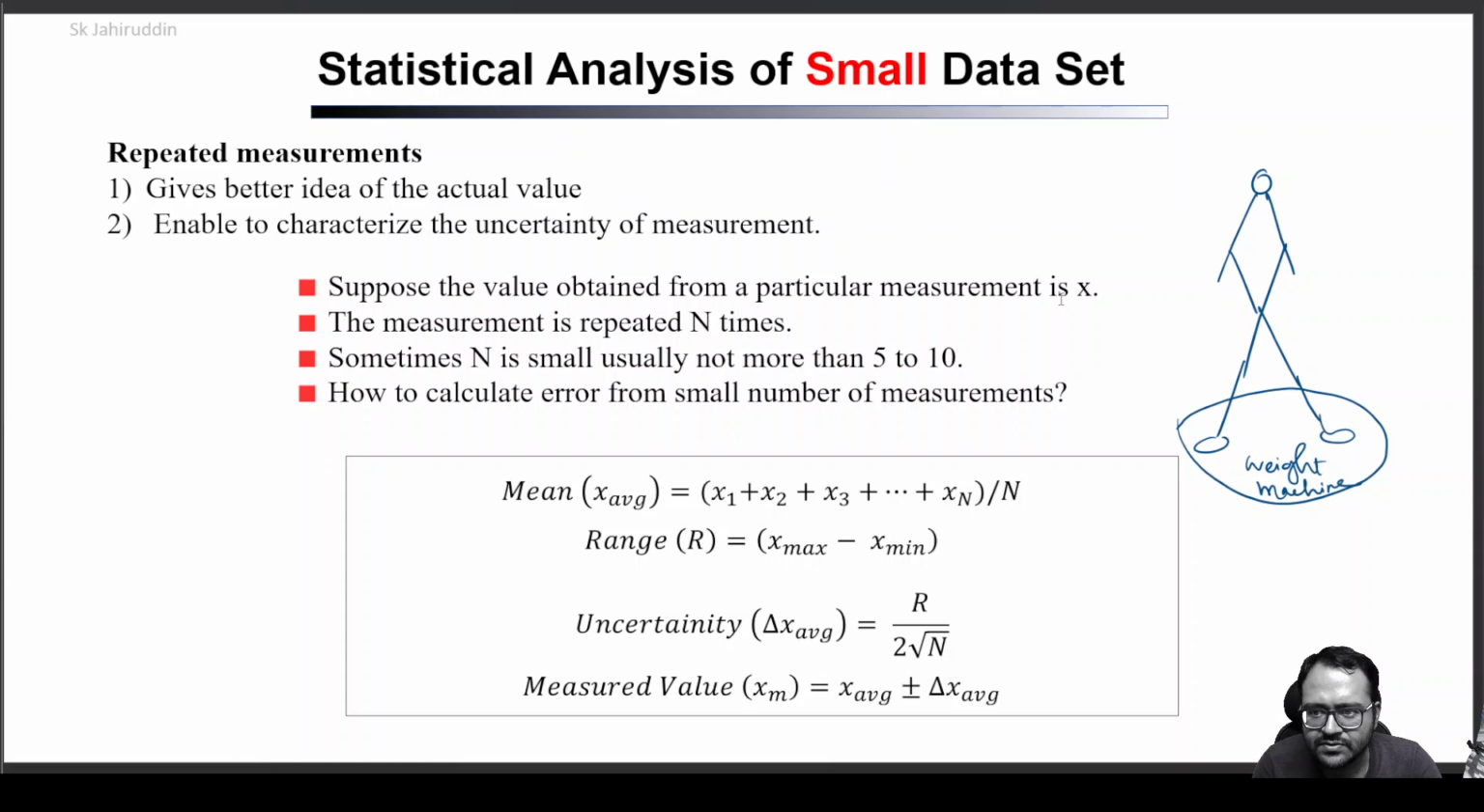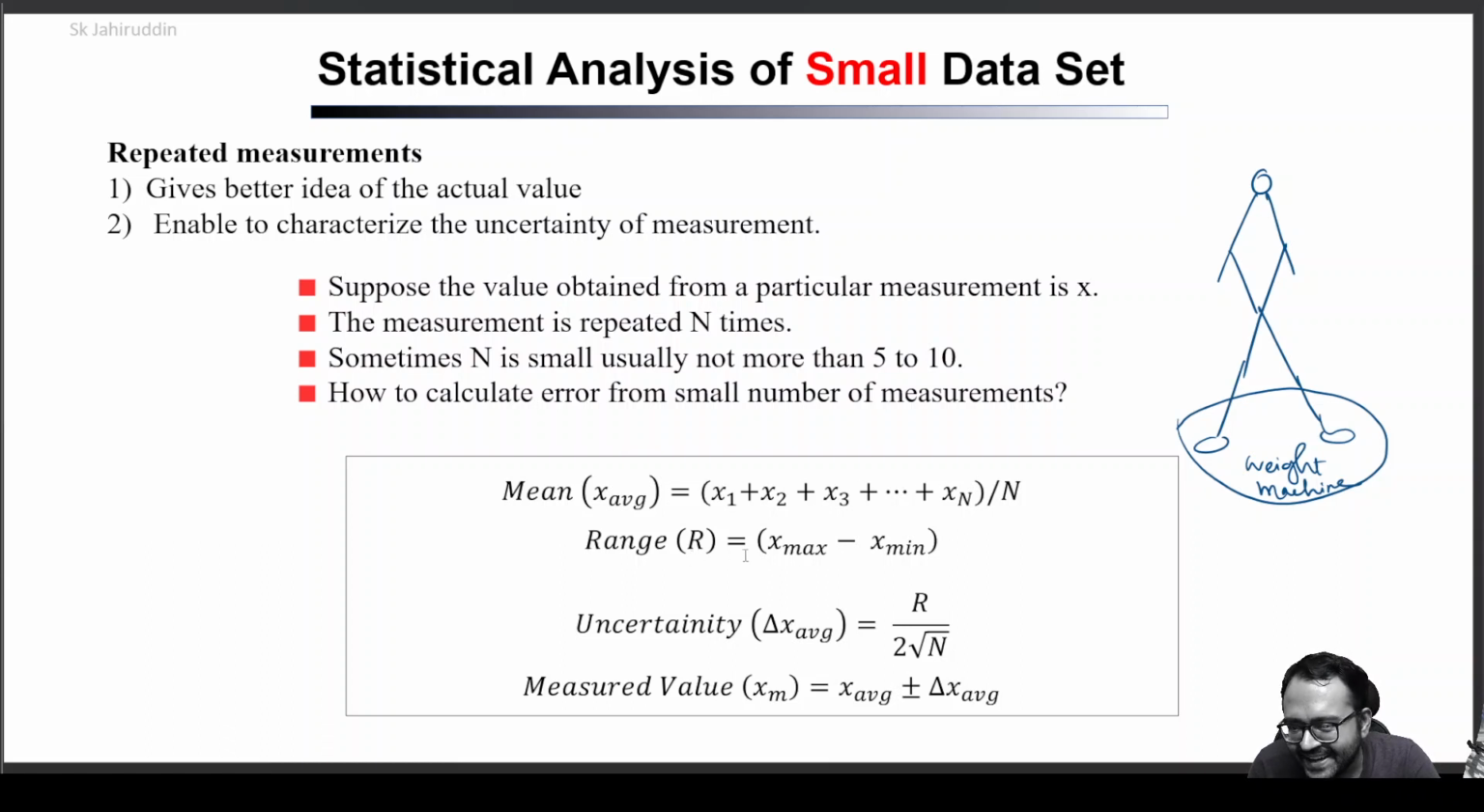So suppose the value obtained from a particular measurement is x. The measurement is repeated n times. Sometimes n is small. We are dealing with a small data set, say 5 to 10. How to calculate error from the small set of measurements? First, I get a mean of that. Sometimes I get 80 kgs, sometimes I get 80.5 kgs, sometimes I get 79.3 kgs, let's say. So you have a mean.